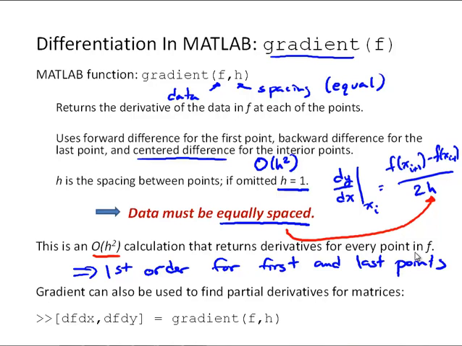The gradient function can also be used to find partial derivatives for matrices. We won't spend too much time on this, but if F is a matrix, then df dx and df dy will be the partial derivatives with respect to x and the partial derivatives with respect to y in that matrix F. I would encourage you to experiment with that in MATLAB if you're interested in pursuing that further, but we are not going to focus on doing partial derivatives in this class.